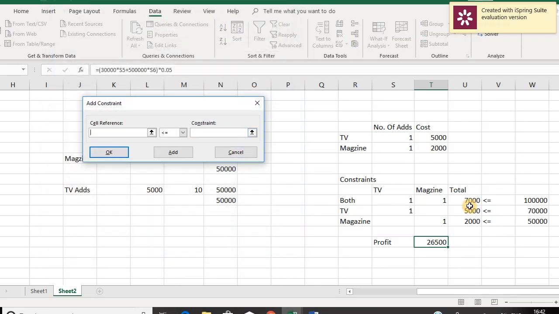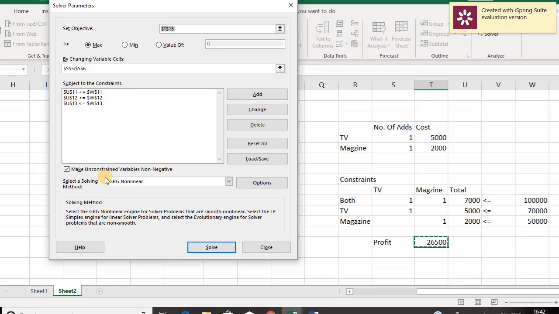The first constraint is that both TV and magazine ads should not be more than 1 lakh. Another constraint is that only TV ads should not be more than 70,000. And another constraint is that the magazine ads should not be more than $50,000. These are the constraints, and we assume there are no non-negative constraints, and that it is linear. So let's solve the problem.